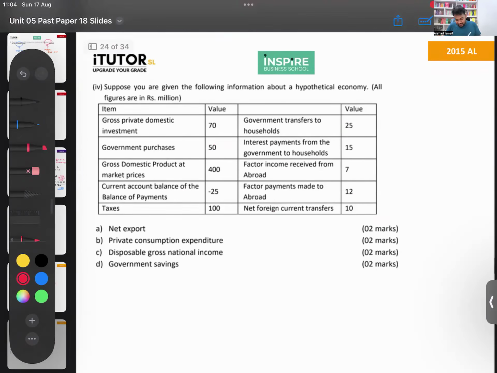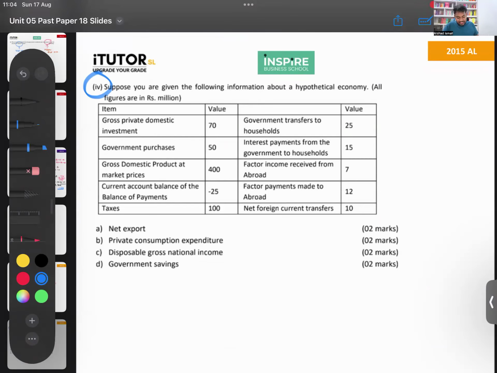2015 question number, part 4. They've given you some information: gross private domestic investment, government purchases, GDP, current account balance, government transfers, interest payments, factor income received, factor income paid, net foreign current transfers. I would not say domestic savings plus this. You have to show where domestic savings come from as well.